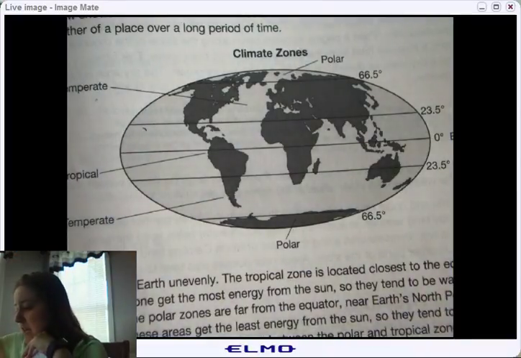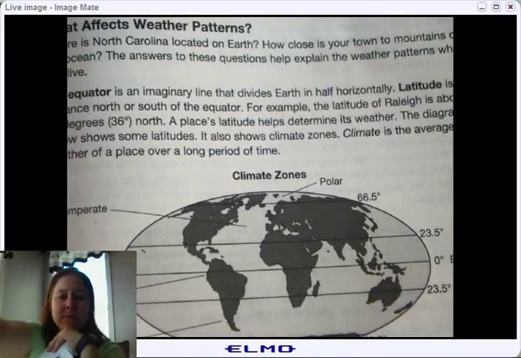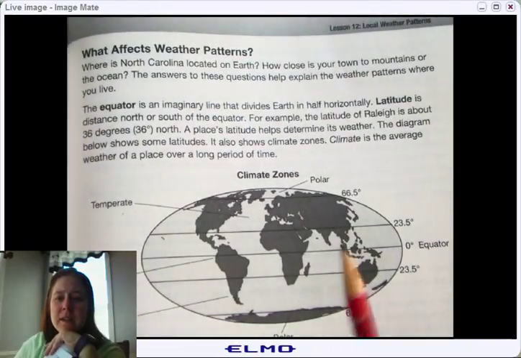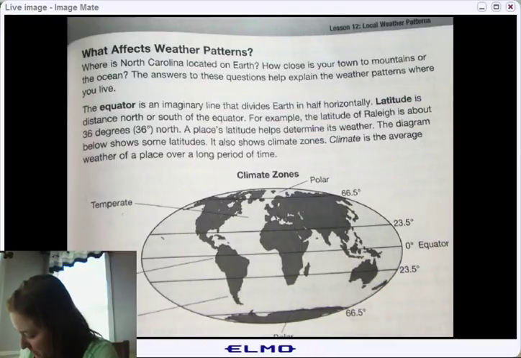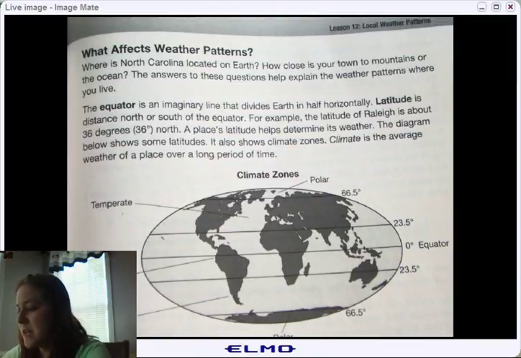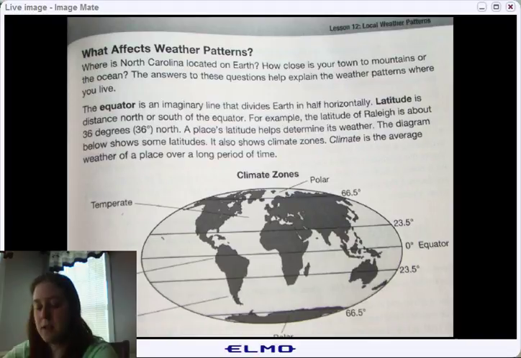Climate is the average, so if you add that to your paper, weather of a place over a long period of time.